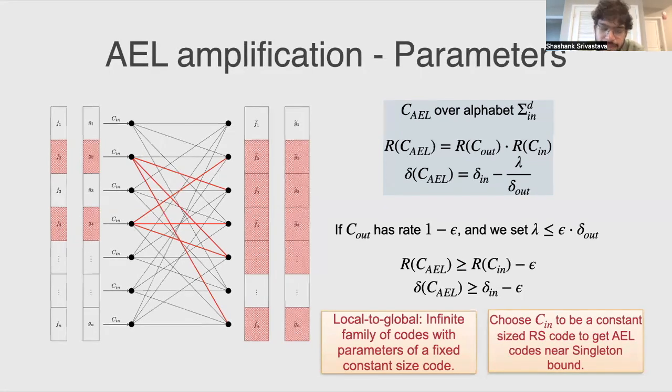Finally, we can choose this inner code to be a constant size Reed-Solomon code for the AEL code to approach the parameters of a Reed-Solomon code, which is essentially the Singleton bound. But we don't necessarily need the Reed-Solomon code. We can also use random linear codes, for example, which also approach the Singleton bound.